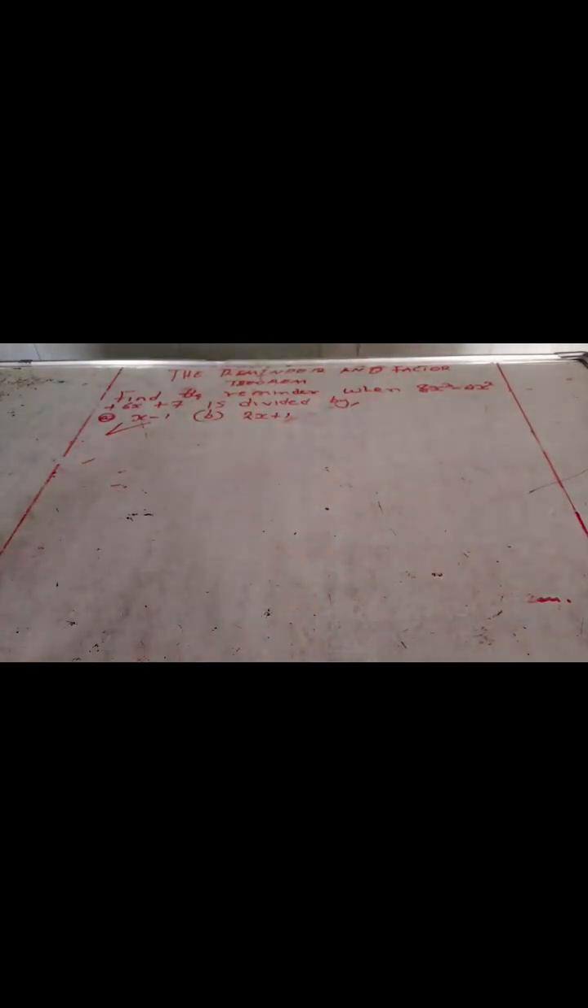Let me read the question. So the question says, find the remainder when 8x cubed minus 4x squared plus 6x plus 7 is divided by (a) x minus 1, (b) 2x plus 1. So we've done this part. We're only meant to do this part, which we haven't done. So let's start. In this part, I'm going to start with the second method and then end with the first method. The decision is yours. You can only choose one and master it. So let's begin.